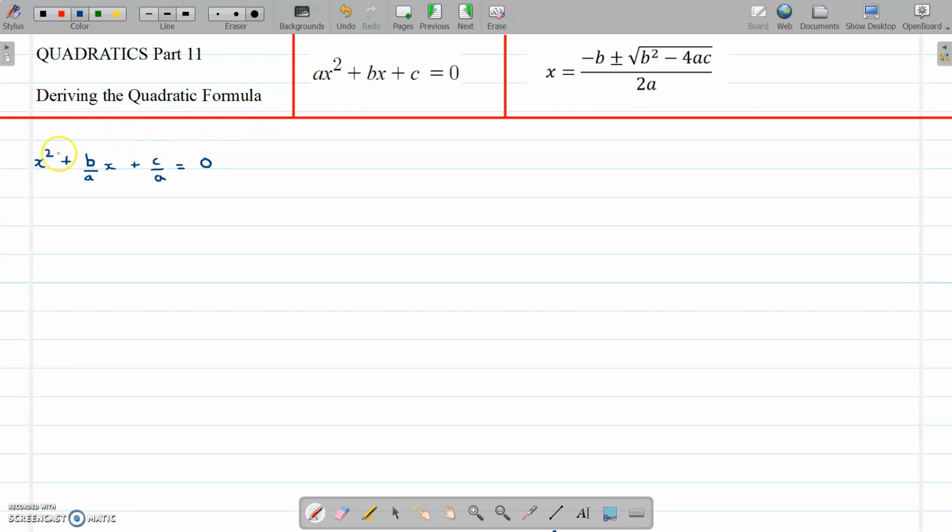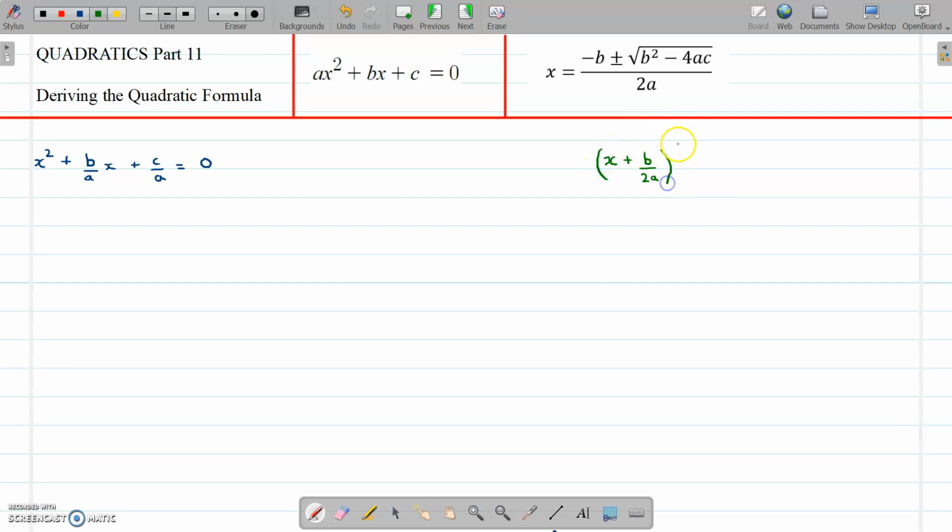Now I'm going to complete the square for this. What I'm going to do is take half the x coefficient. Half of b over a is b over 2a. I'm going to add that to x and square it and see what I get. But I'll do that over here in a different colour. So we're going to do x plus half the x coefficient, which is b over 2a, and we're going to square that whole thing.